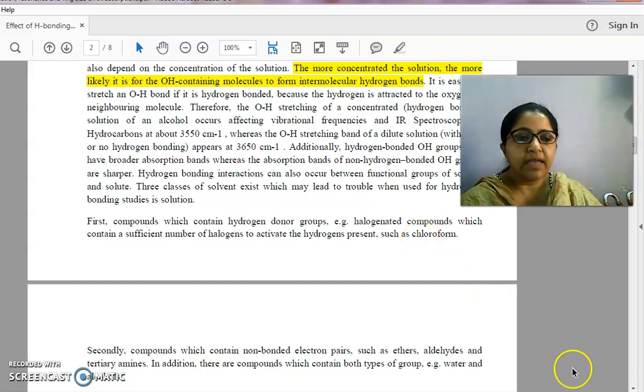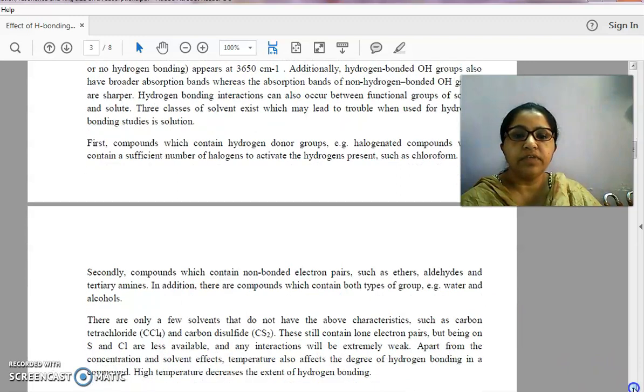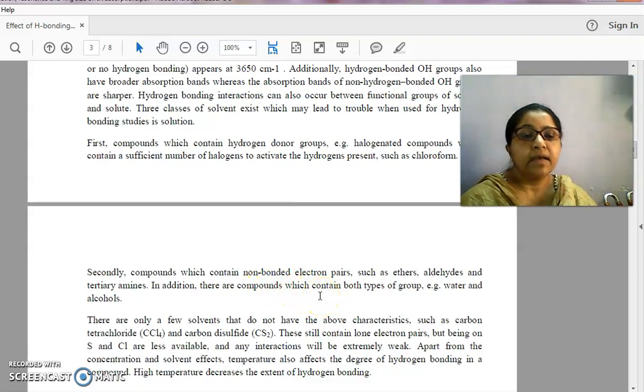Okay, and next, suppose we are talking about solvents that have an atom with a lone pair, like aldehydes or tertiary amines. In that case also the shift will be quite more, because these non-bonded electrons will interact with the hydrogen atom, and therefore shift the absorption peak towards the lower frequency.